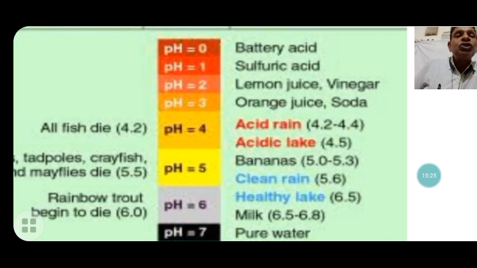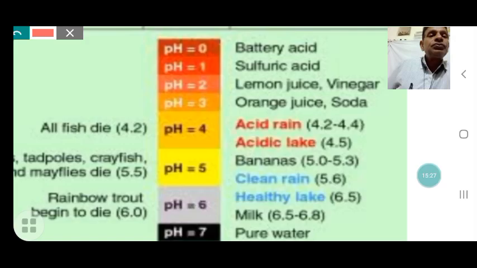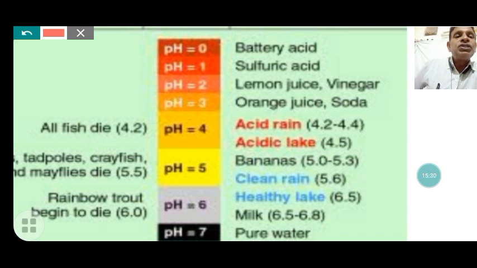Here the pH is equal to 0, battery acid. The battery acid pH is equal to 0. Sulfuric acid, the pH is equal to 1. And the lemon juice, vinegar, orange juice, soda juice pH is equal to 2 here, and 2 or 3 here. Now if the acid rain, that is the pH value 4.2 to 4.4, that is the acidic rain, and if the acid rain has the pH value 4.2 to 4, in this case, all the fish die. That is 4.2. That is the pH value becomes 4 here.